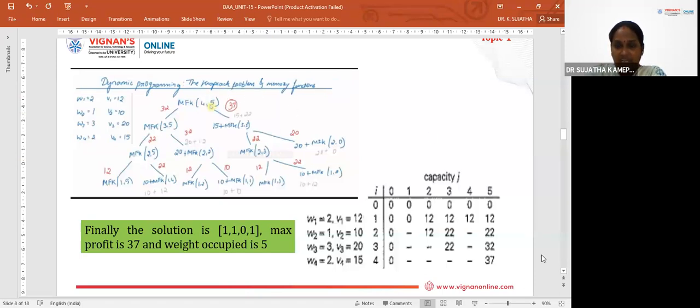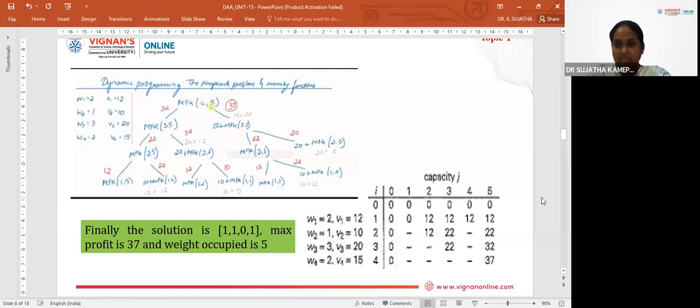So here, we solved only these values. We didn't solve all these values. We skipped solving all these subproblems in the memory function method, which saves the time complexity for solving the 0/1 knapsack using dynamic programming.